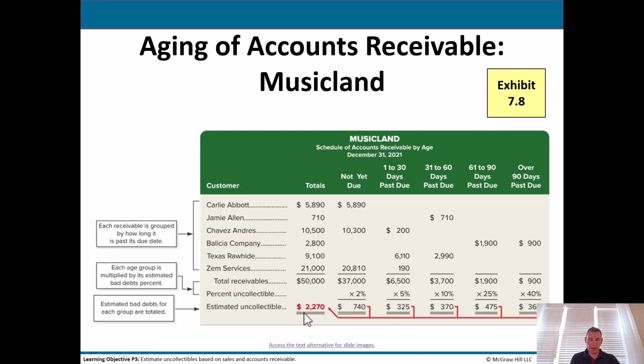So this is kind of what they're doing here. If you see, we've got these various amounts, total receivables. So if we look at not yet due, 37 grand, and then look at these percentages, you see how they're increasing, as they should be, because the older it gets, the less likely you're going to collect it. So the percent uncollectible increases. And then they're just basically doing that for each category. For example, 31 to 60 days, 3,700 times 10%, 370. And then 61 to 90, 1,900 times 25%, 475. And then we're just adding those all together to get our estimated uncollectible of 2,270.